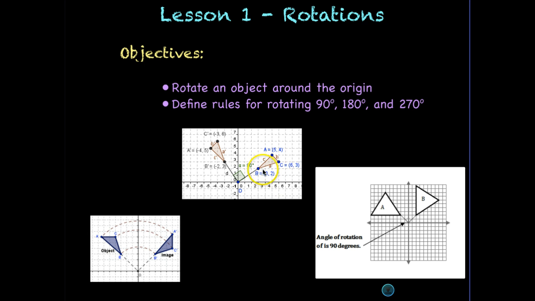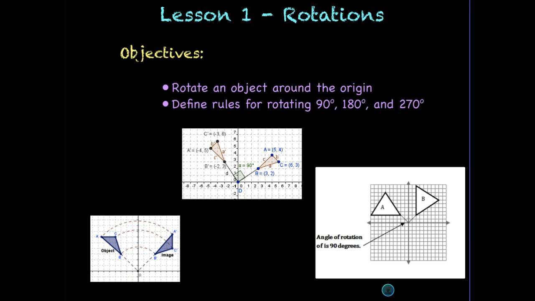You can see that this triangle on the right actually rotates when rotating about the origin. One thing I want you to notice is that when you rotate 90 degrees, it makes a perfect right angle. 90 degrees should be a right angle.